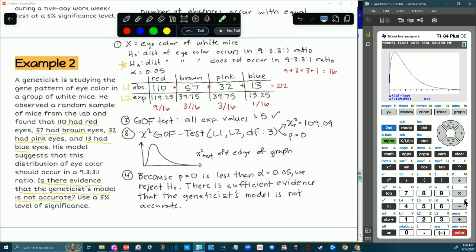Last reminder here, for our list of expected, when I put that in the calculator, I put the frequencies, the number of mice out of 212 that I expected to be in each eye color. I did not put the probabilities. So remember that when you're doing a GOF test, the lists and matrices that we're going to make on our calculator should be counts. They should be frequencies. They should not be probabilities or percentages. The GOF test and the other chi-squared tests we're going to do this week are comparing counts.